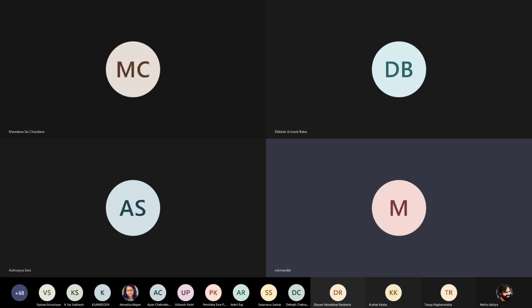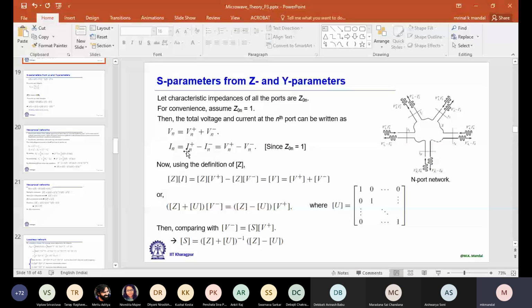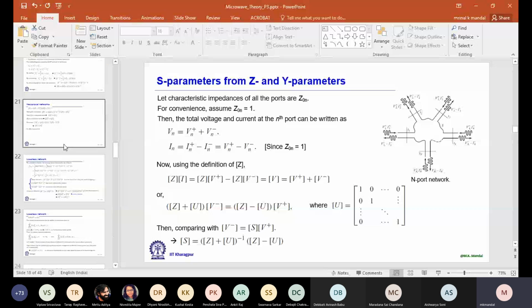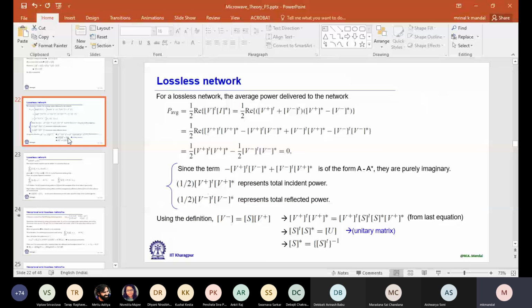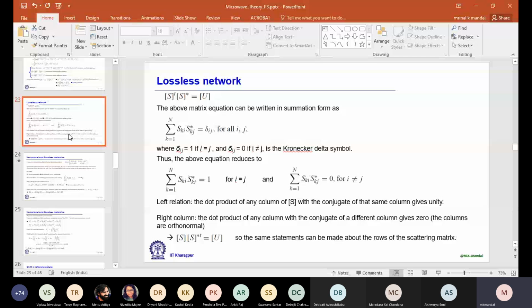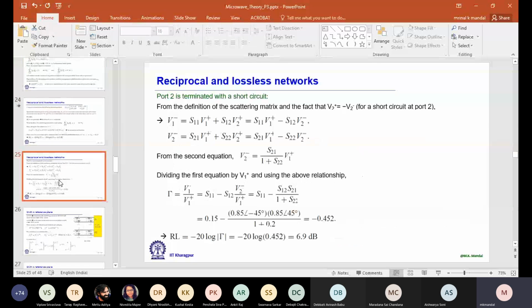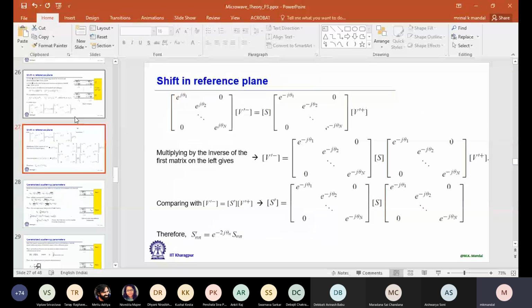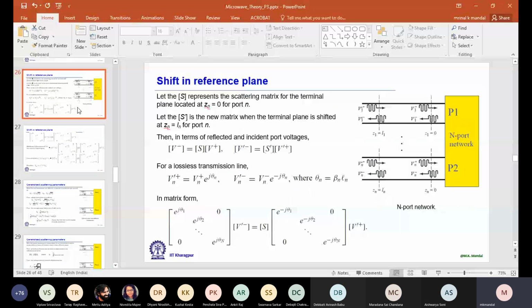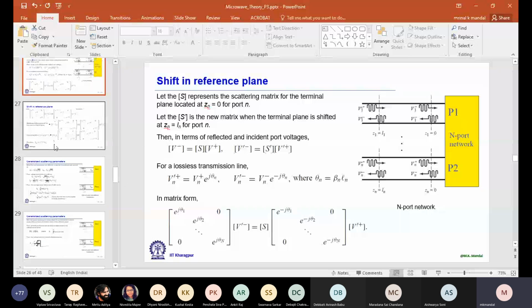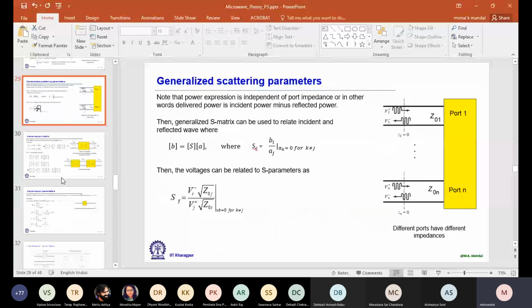Well, so lastly we discussed different parameters like Y parameters, Z parameters, scattering parameters, ABCD parameters, and found relationships among them. And also we discussed some special scenarios like lossless network, reciprocal network, and then how the scattering matrix looks. And also we discussed when there is a change in reference plane, then what is the effect on the scattering matrix individual element.